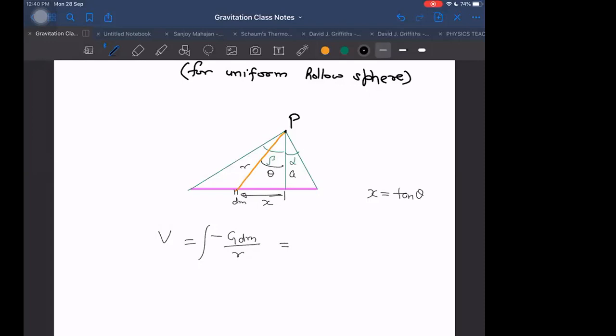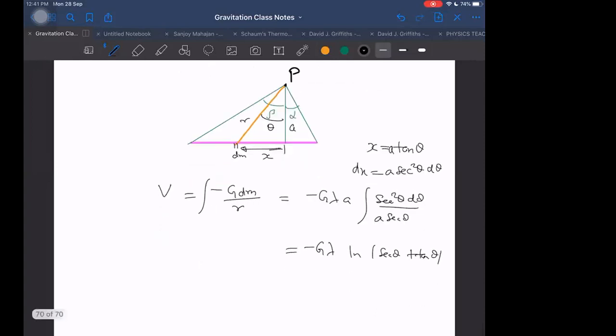x is equal to a tan theta. Then I get dx is equal to a secant square theta d theta. Minus G lambda a into secant square theta d theta divided by a secant theta. The integral of that will be minus G lambda into ln of the modulus of secant theta plus tan theta. Here also you can take lambda out.